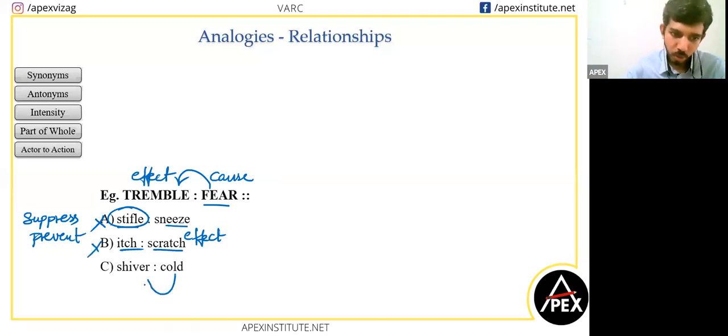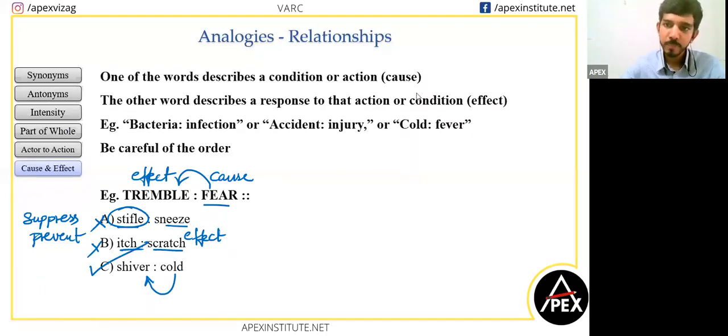And cold causes us to shiver. So this is cause and effect. So this is C. Okay. So one of the words describes a condition or a cause, and the other word describes a response.